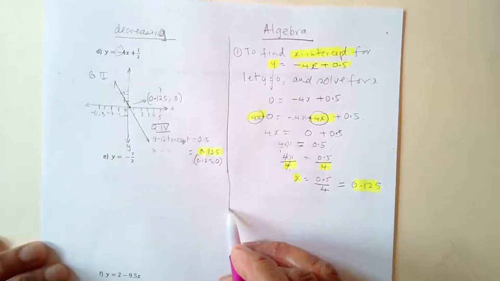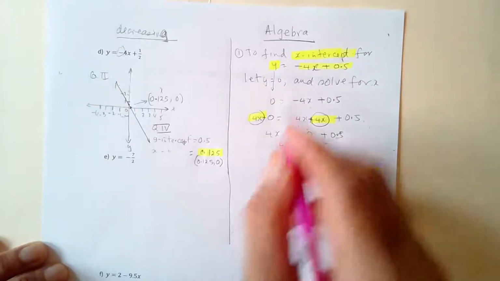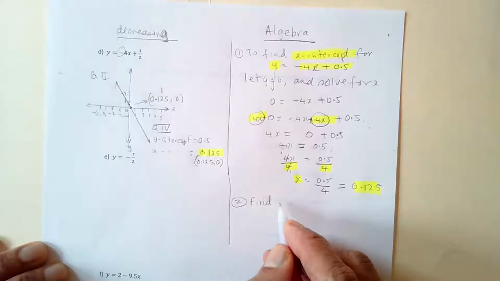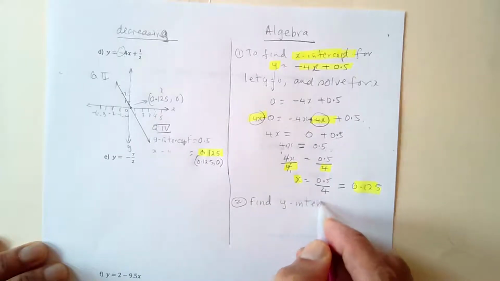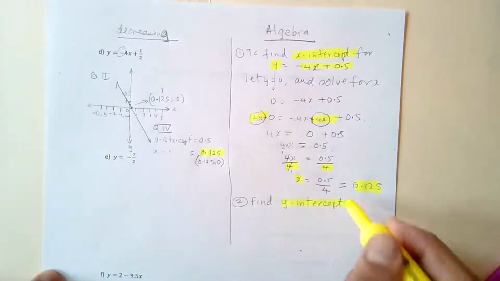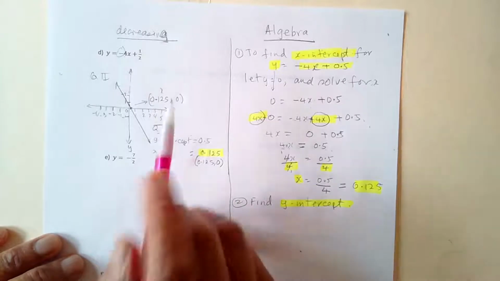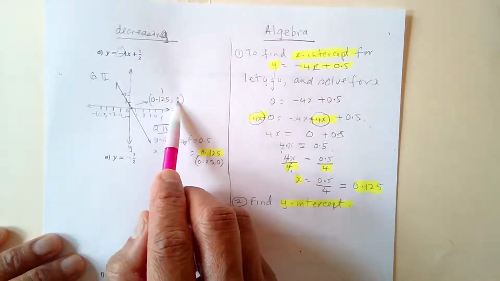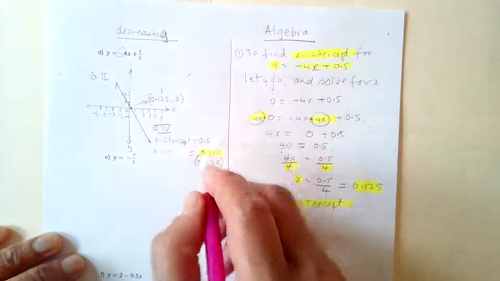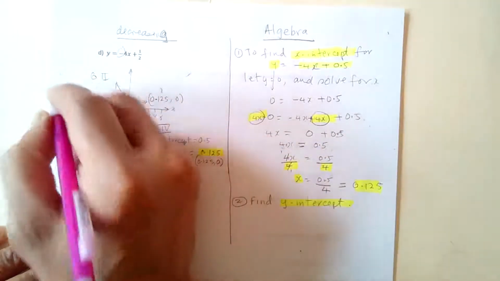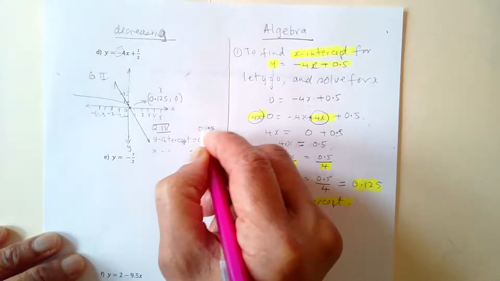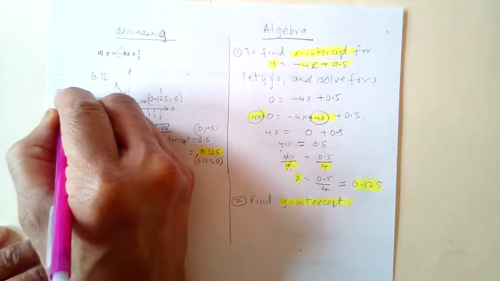Now, the same process you'll follow through to find the y-intercept. Because in the y-intercept, over here, which is 0.5, in this case the x is 0, so we have 0 and 0.5. So x is 0, y is 0.5.